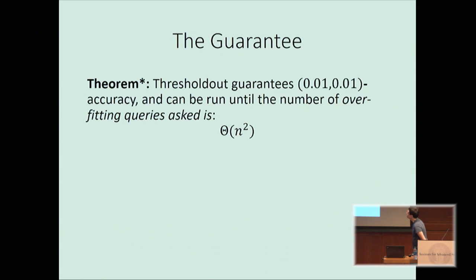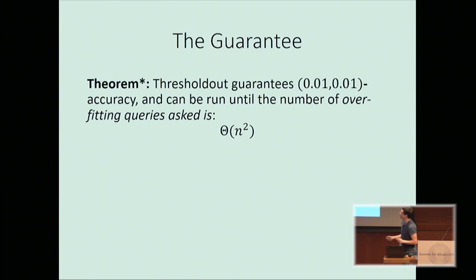Okay. So what does this algorithm guarantee? I'm not going to tell you the precise guarantee, which is a little technical, but roughly it tells you something like this. It says if you want, for example, 1% error 99% of the time, then you can keep asking queries, okay, for possibly an arbitrarily long time.